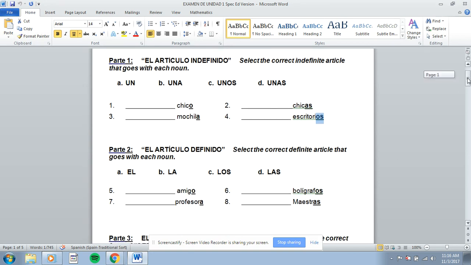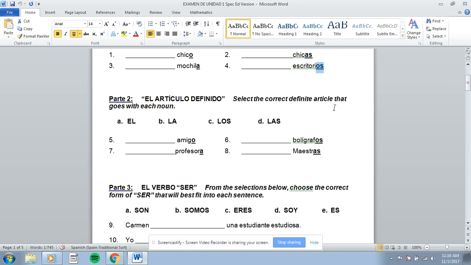Same with parte dos, but this time they're the definite articles. So A is el, B is la, C is los, and D is las. El, la, los, and las all mean the. You just have to use them with particular words. So for example, el is masculine and singular, la is feminine and singular, los is masculine and plural, las is feminine and plural. Número cinco.